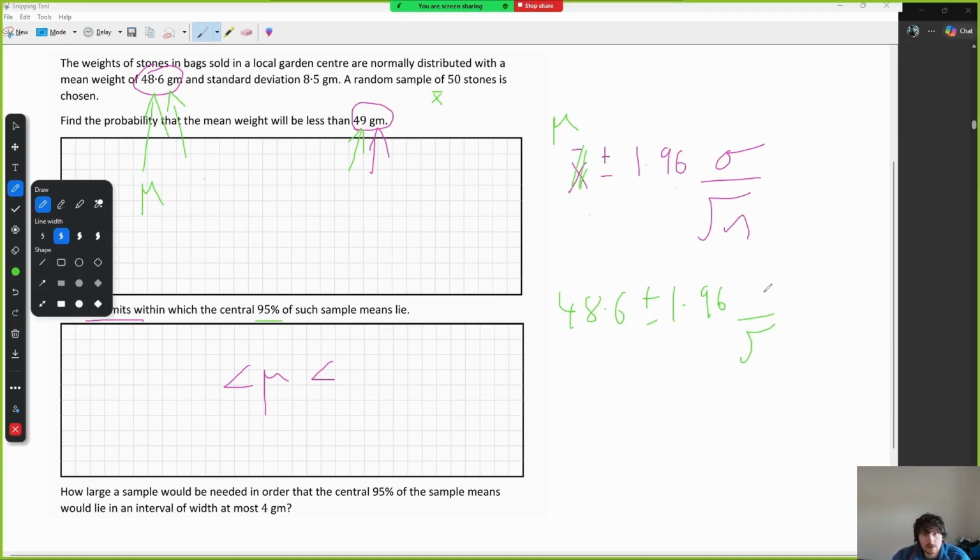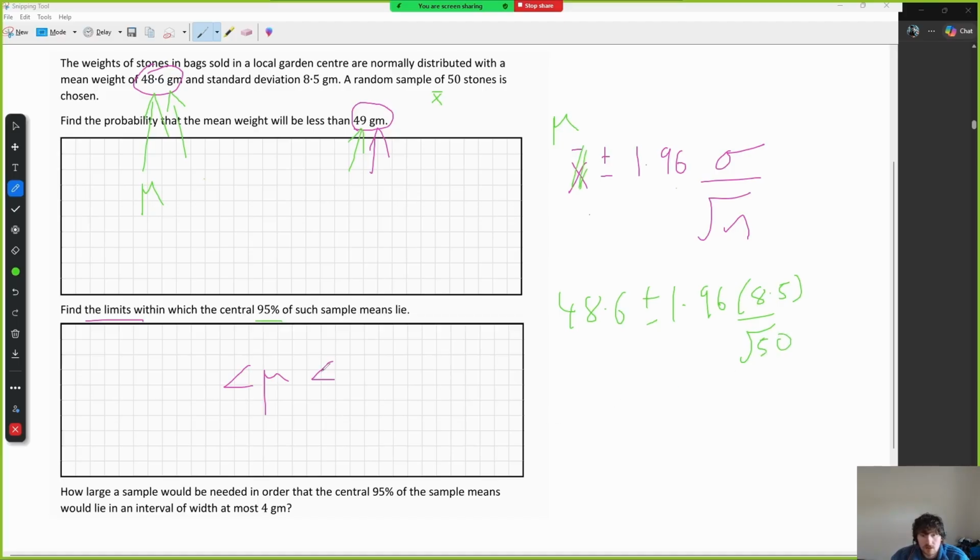And I was thinking of a good comment there that's going to explain why we use the mu there over the root 50. So then mu should be between 48.6 plus 1.96 multiplied by 8.5 over root 50. So that comes out to be 50.96. And this has units as well.